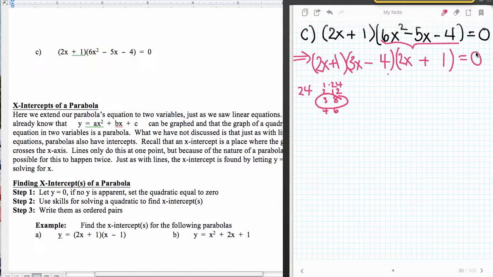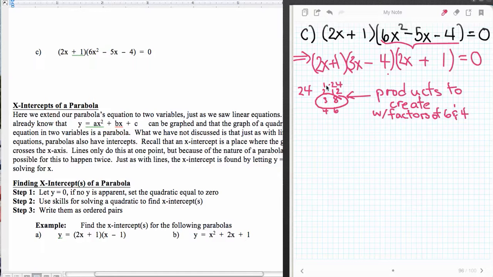And you see, that's where I can use my factoring by grouping strategy, not as a full-blown strategy to rewrite this middle term and then factor by grouping, but to use it as a jumping off place to get the products that I must create. These are those products that I created with my factors of 6 and 4. And so I'll just write this in there, products to create. And products to create with the factors of 6 and 4 again. So let me write that. I'm going to pause that while I write it. Okay, so products to create with the factors of 6 and 4.